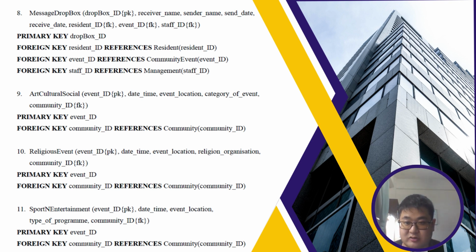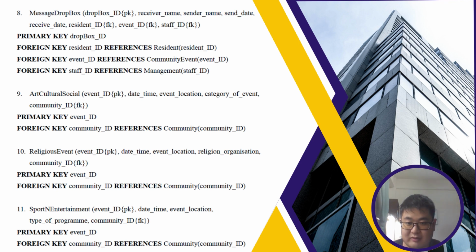For number 9 is the art culture social, which has the event ID, date time, event location, category of event, and community ID. The event ID is the primary key of the table, and the community ID is the foreign key that references the community table. For the religious event, event ID, date time, event location, religion organization, and community ID are the attributes for that table. The event ID is also the primary key of the religious event table, and community ID is the foreign key for the religious event table that references the community table.